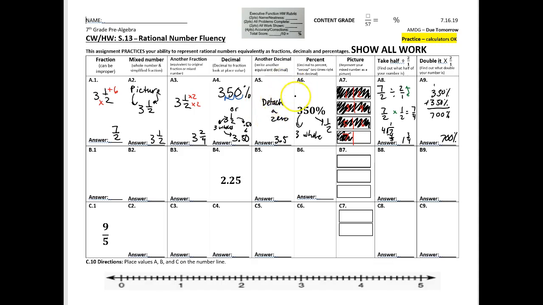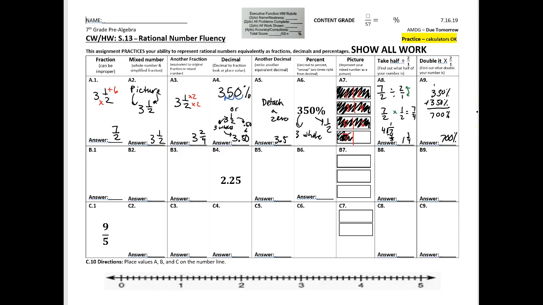For A5, you could either add a 0 or detach a 0, so I just detached one. And then I chose to take half the fraction because it was easiest for me. 7/2 divided by 2/1. Make sure you flip it and multiply. Gets you 7/4. Got to change it into a mixed number. And then I chose to just double the percent. So 350% plus 350% is 700%.